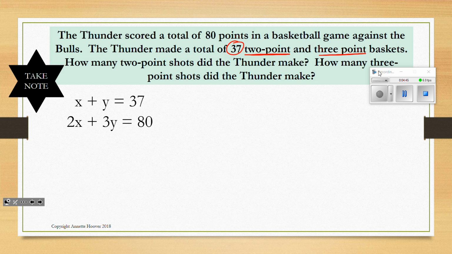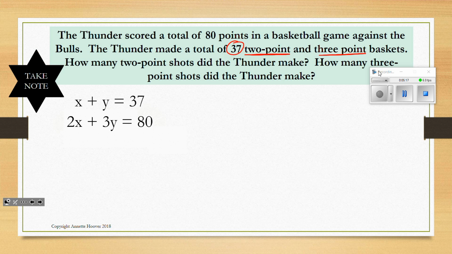So the number of 2-point baskets plus the number of 3-point baskets is equal to 37. I used the variables x to represent the 2-point baskets and y to represent the 3-point baskets. Then we want to make an equation based on the number of points. There were 80 points altogether, and 2-point baskets are worth 2 points and 3-point baskets are worth 3 points. So I attached the number of points each type was worth, and here are our two equations.